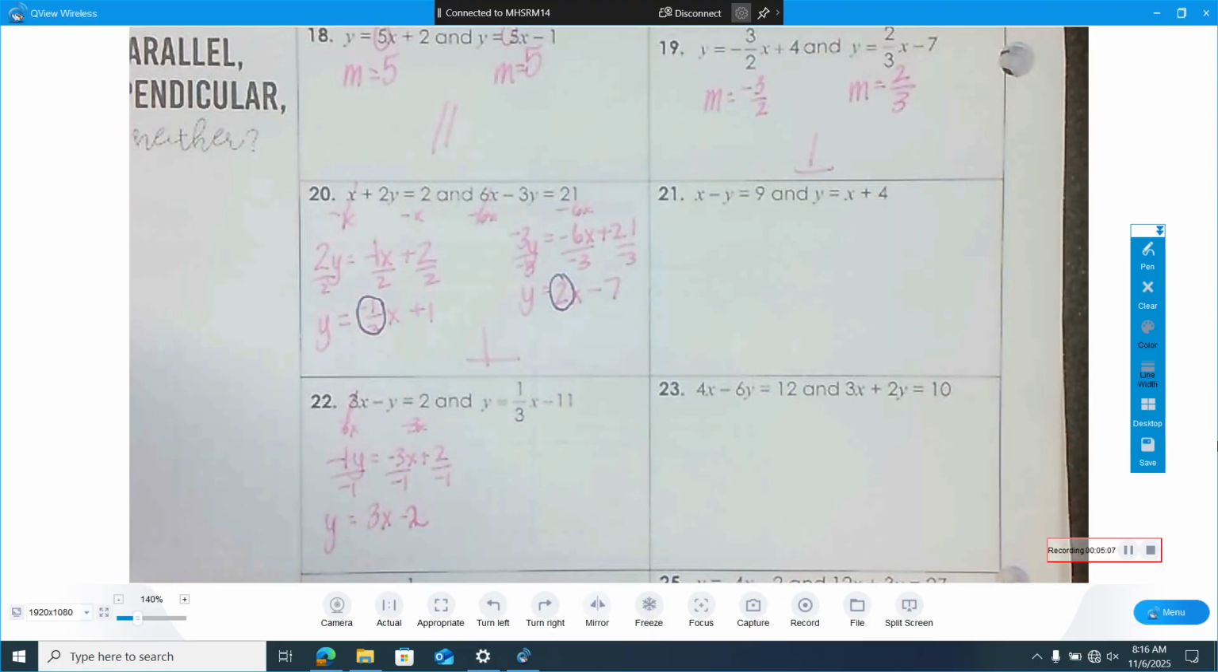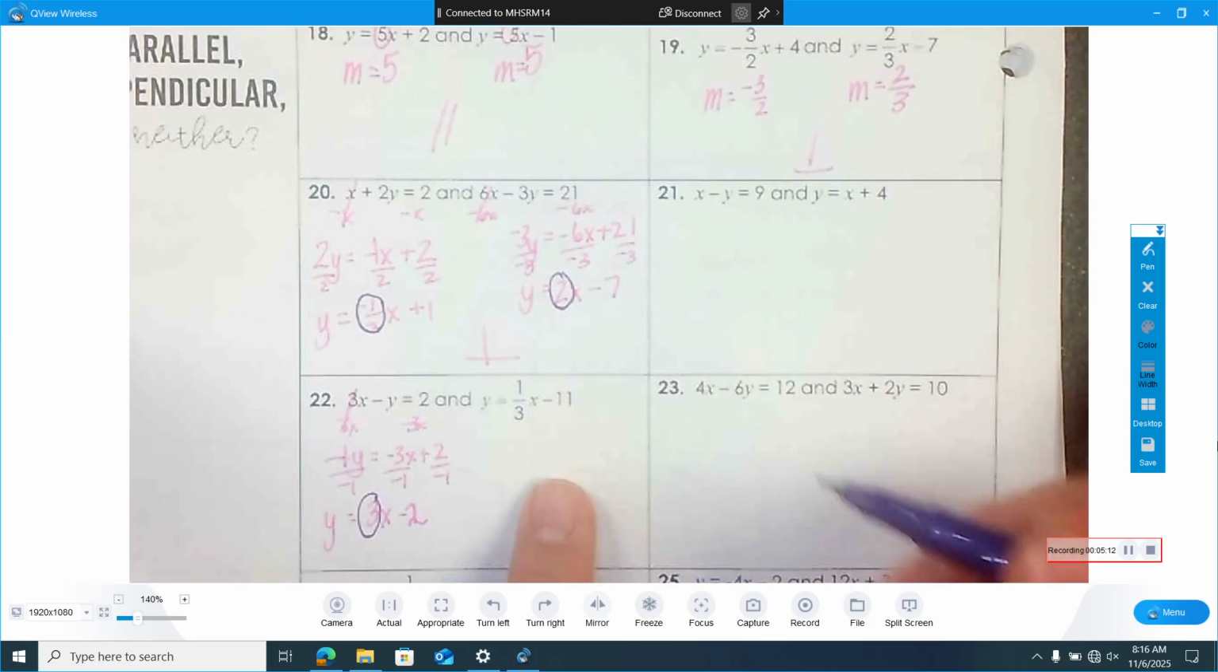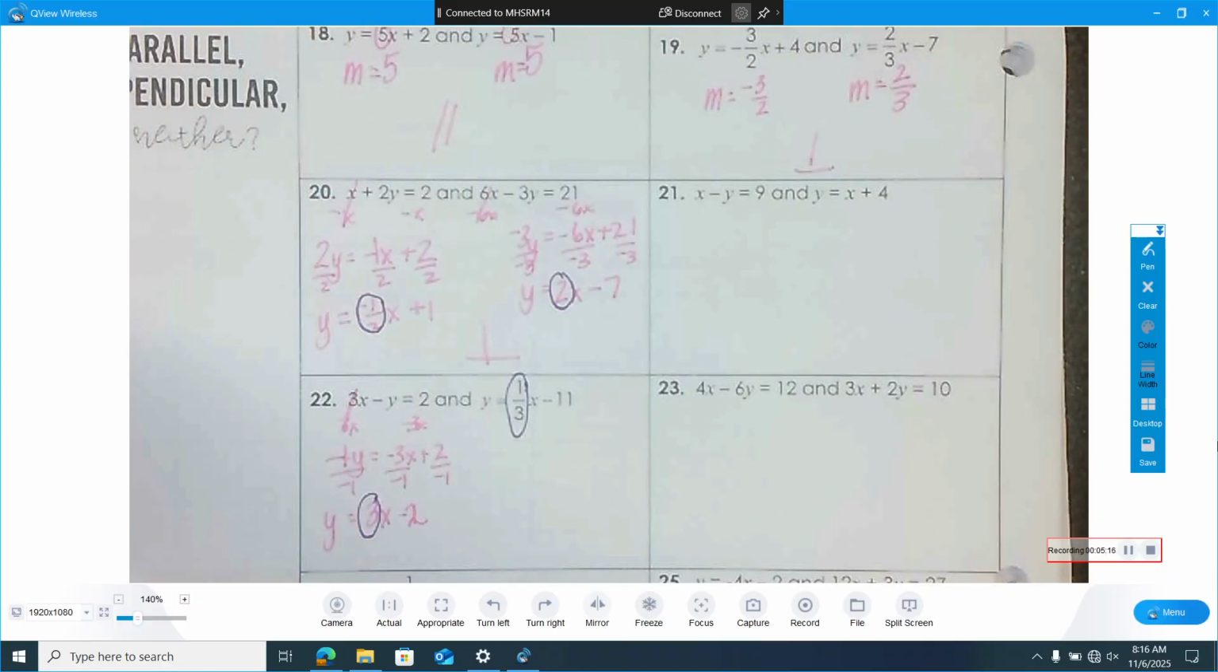All right, what's the slope? 3. What's the slope of the second line? 1/3. Parallel, perpendicular, neither? Neither.